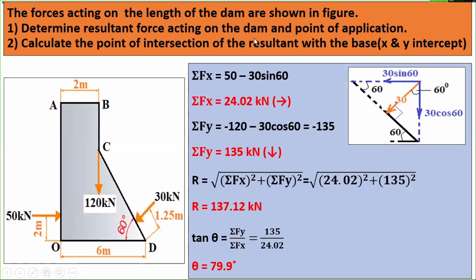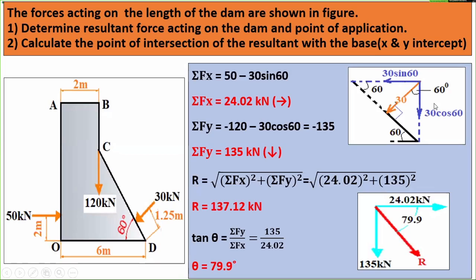Determine resultant force acting on the dam and point of application. So resultant point of application मुझे निकालना है. So for the point of application, I have to apply Varignon's theorem. So this is the location of the resultant R.